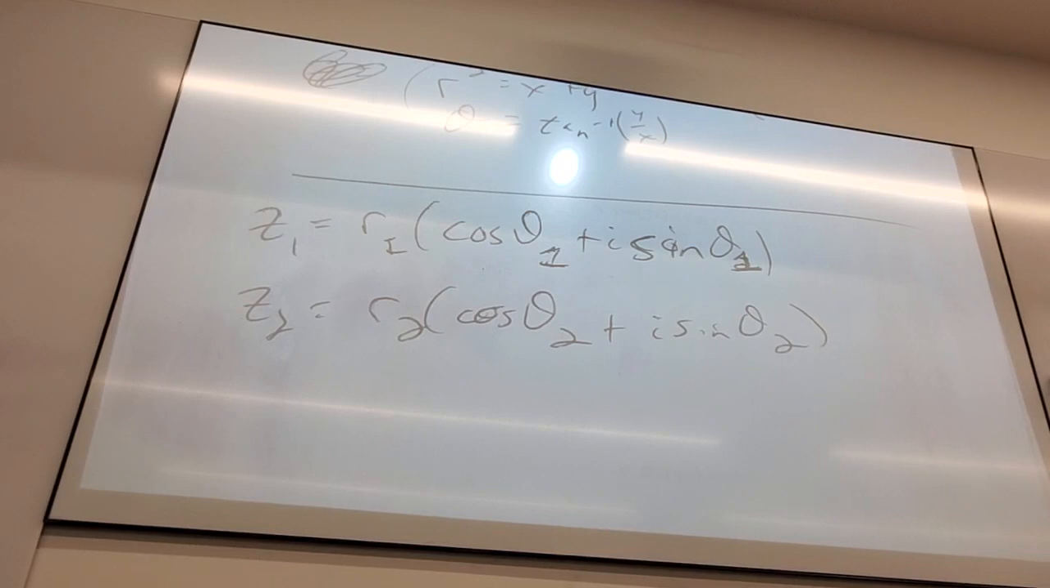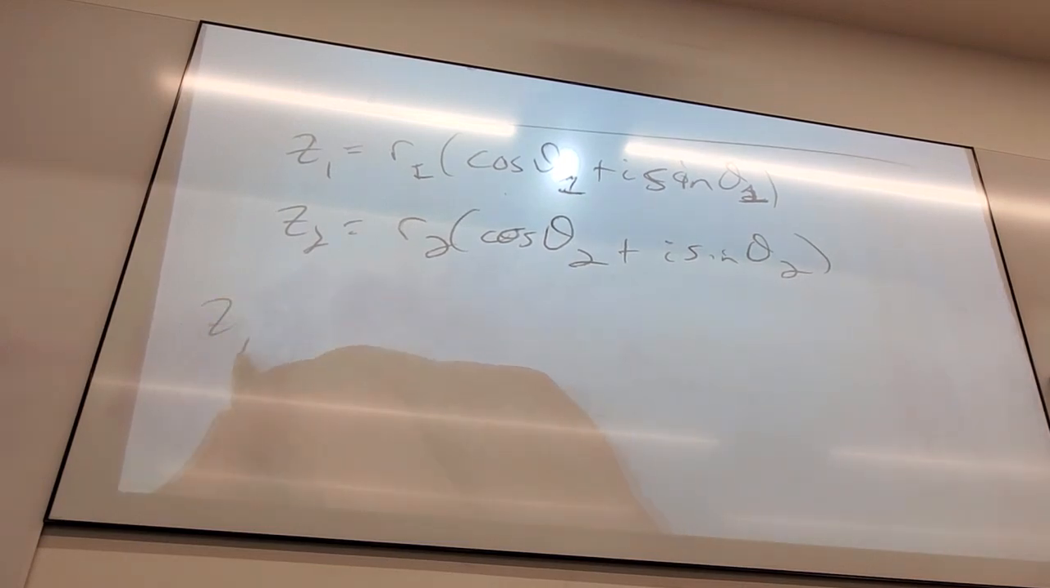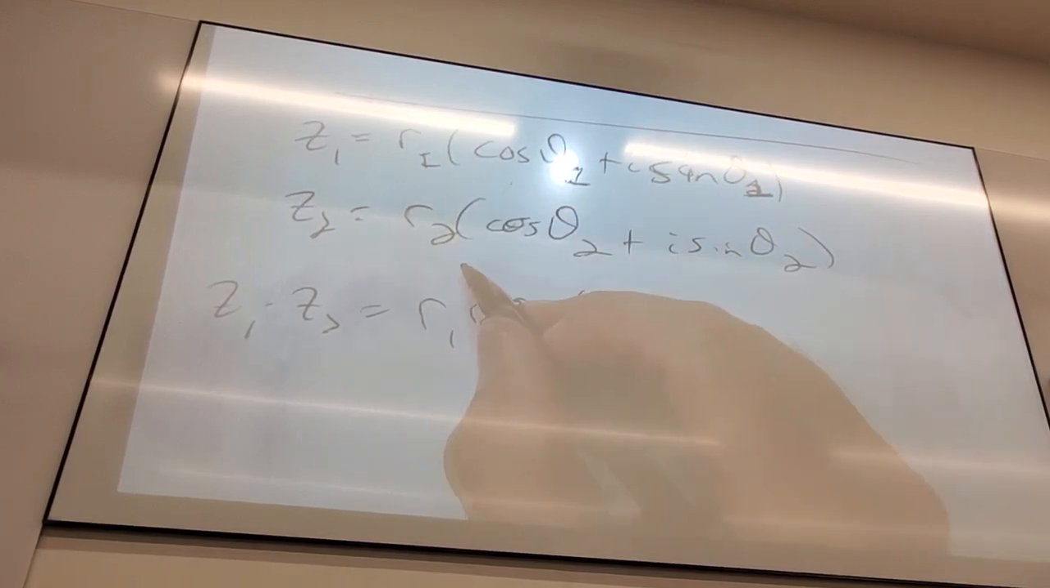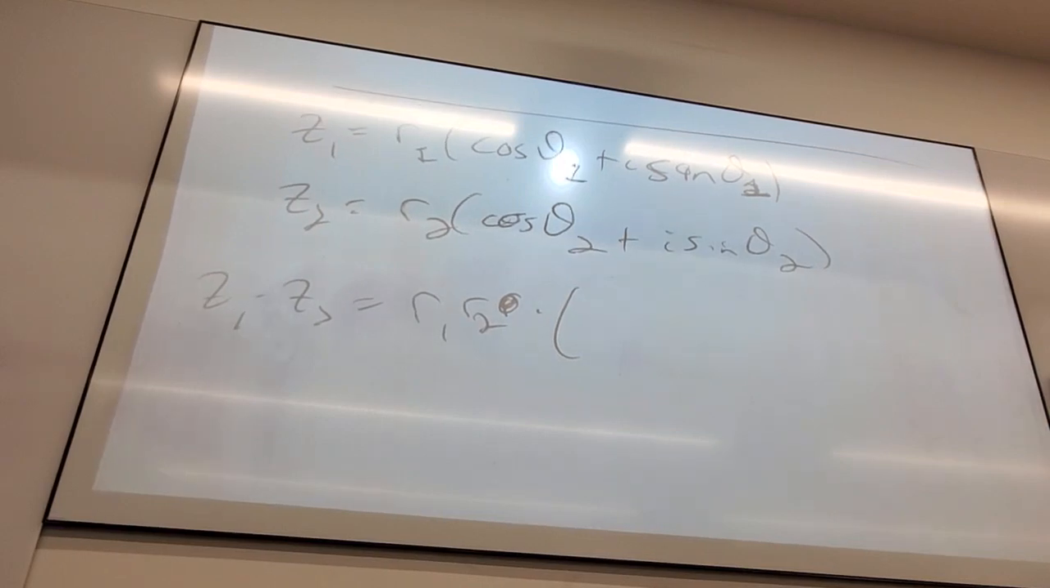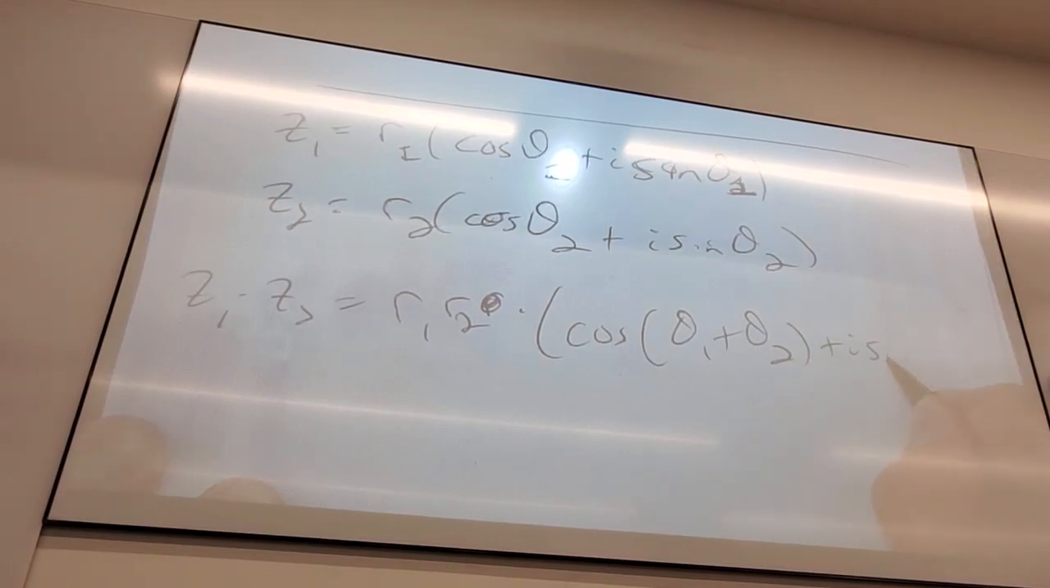I proved this last time, I'm not going to do it again, but if I multiply these together, r1 times r2. And last time I did the whole foiling out, and what it comes out to be is cosine of theta 1 plus theta 2 plus i sine of theta 1 plus theta 2. It's kind of crazy.